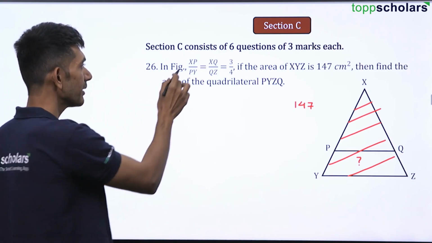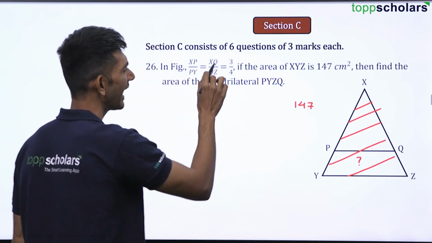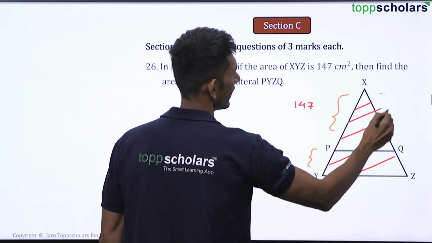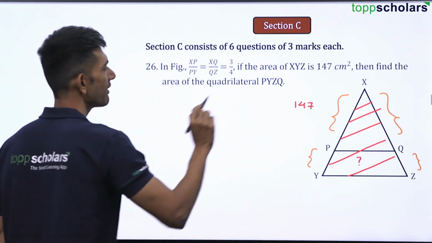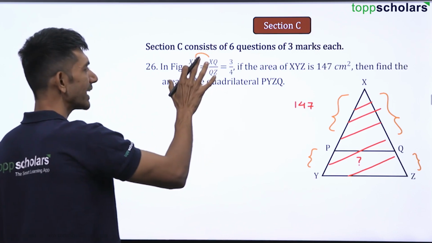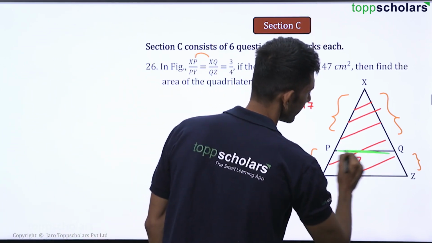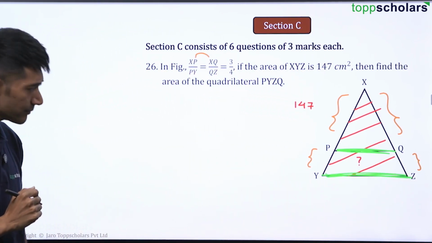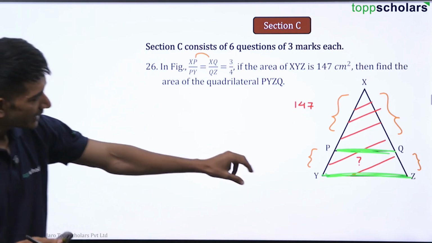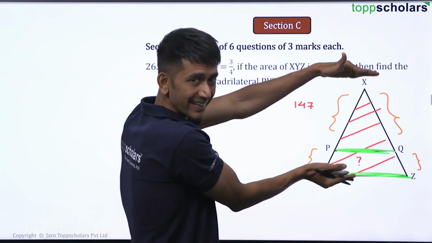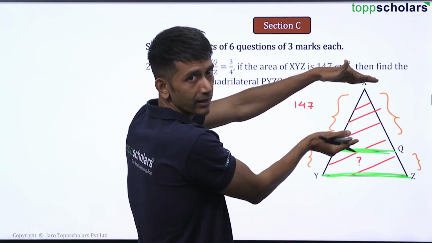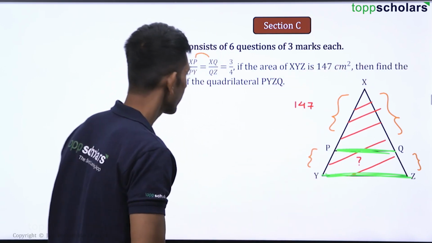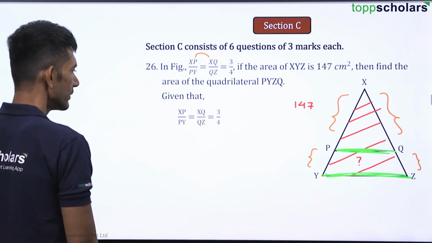And it is given that XP by PY and XQ by QZ is 3 by 4. That means definitely if the two sides are in proportion, the lines are parallel. Here can I say this PQ and YZ are parallel to each other. Now see what is the logic behind finding the area of this. I need to find the area of the entire triangle and then subtract the smaller triangle. If I subtract the area of the smaller triangle from the area of the bigger triangle, I will be left with the quadrilateral. But firstly I need to prove the two triangles similar. Now this is already given.